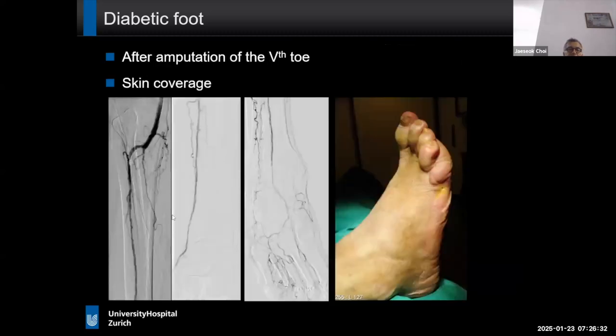And graphically, you can see here the anterior tibial artery is now going into the dorsal pedal artery. And that's after resection of that infected metatarsal 5 bone and skin covering. So those diabetic feet, I think we can offer them quite some help by endovascular techniques.